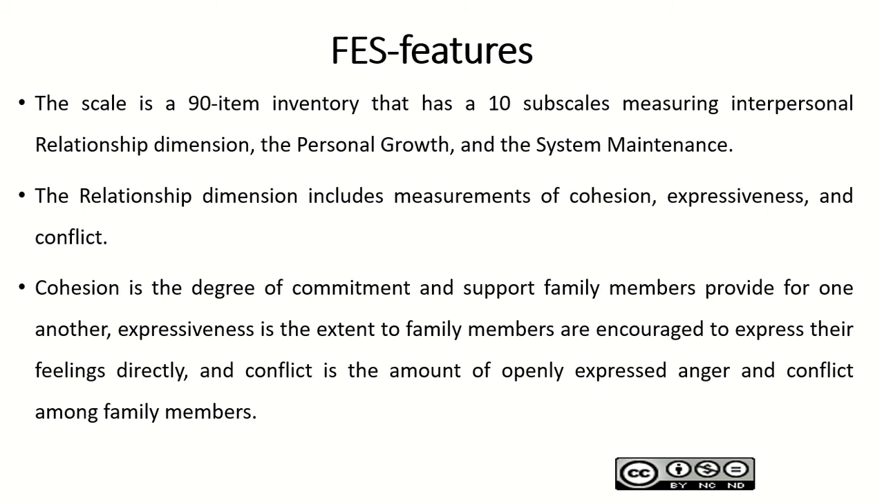The second point, the relationship dimension includes measuring cohesion, expressiveness, as well as conflicts. Now, cohesion means the degree of commitment and support family members can provide for one another. Expressiveness is the extent to which family members are encouraged to express their feelings directly, and conflict will be the amount of openly expressed anger and conflict among family members.